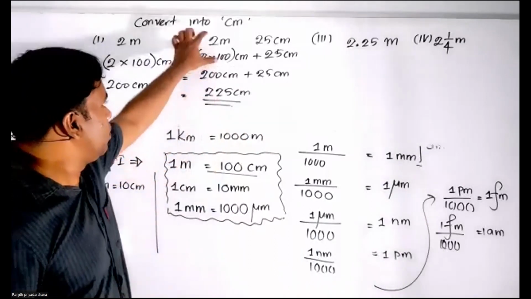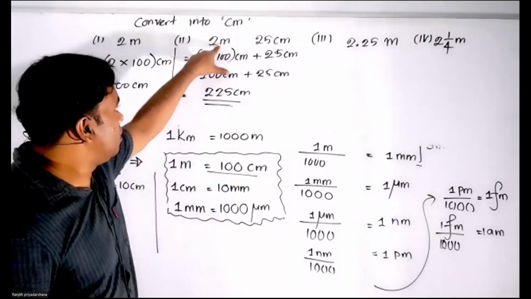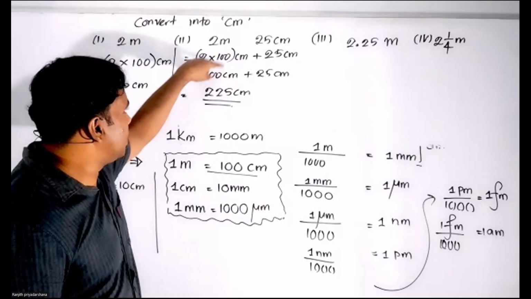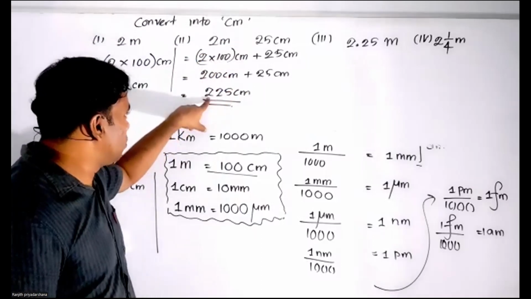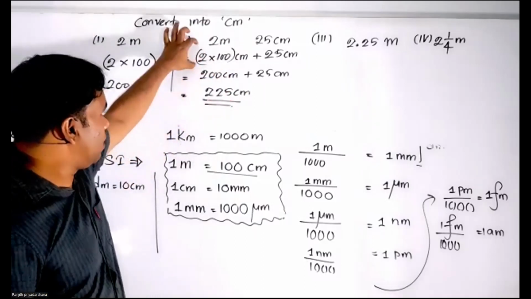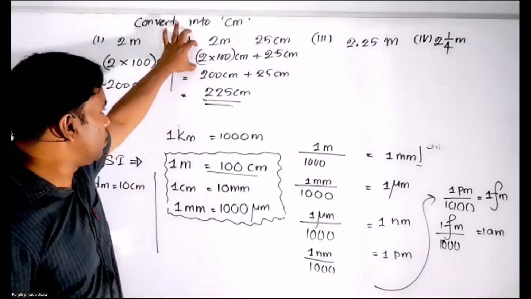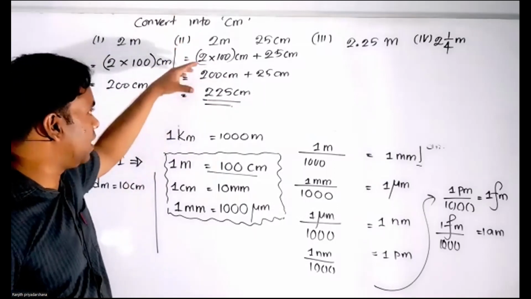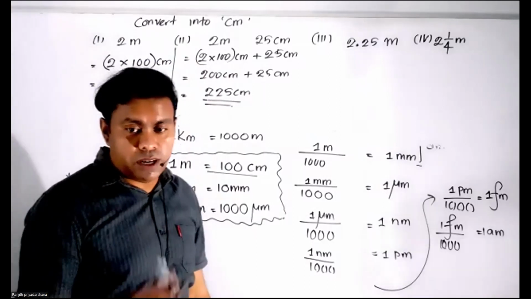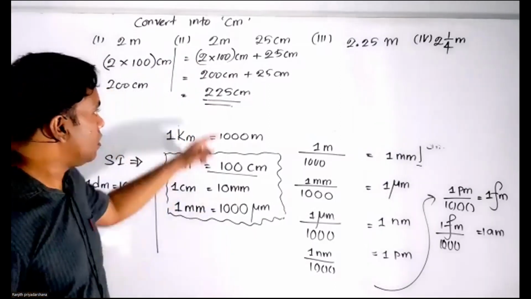Some of you have already taken the answer: 2 meters means 225 centimeters. That's 200 at once. But you have to show the method, right? This is the clearest way of presenting your calculation. If you have done that directly, you have to take this down.